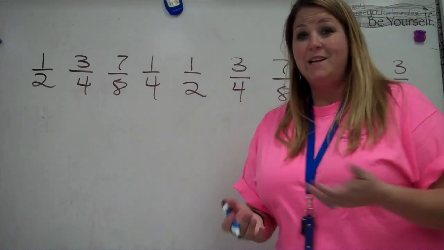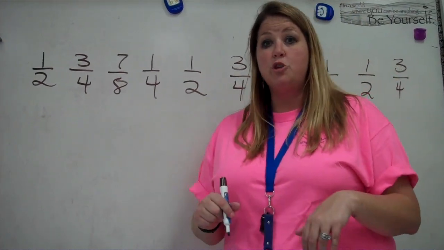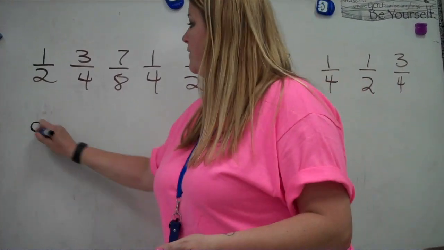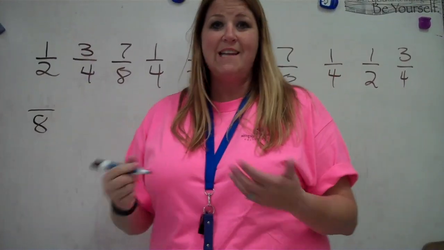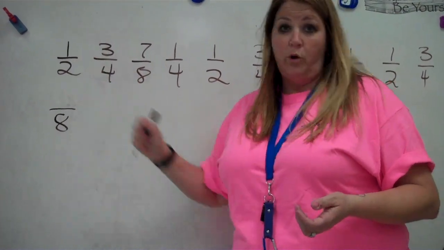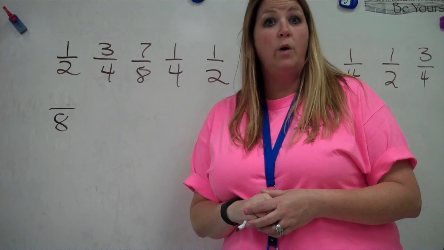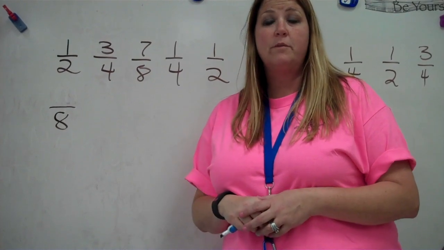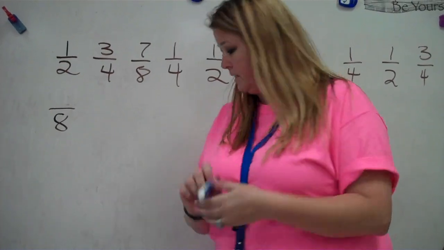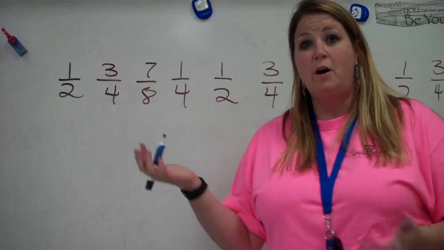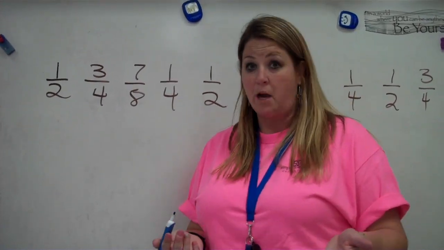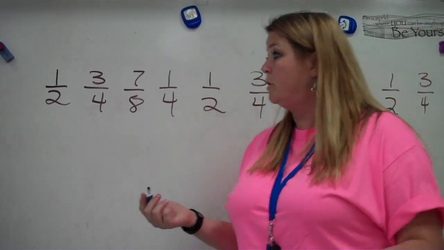You're exactly right. We need to put them into equivalent fractions, all with a denominator of 8. So if I have 1/2 and I'm changing it to 8ths, whatever I do to my denominator, I need to do to my numerator. 2 times 4 is 8. So hopefully you brainstormed that all of these fractions can be put into 8ths, and you found that least common denominator. And so that's what we're going to look at now.